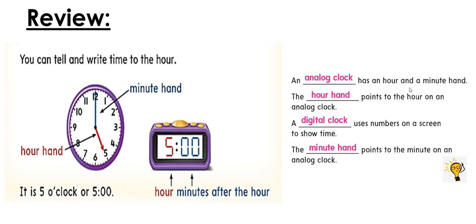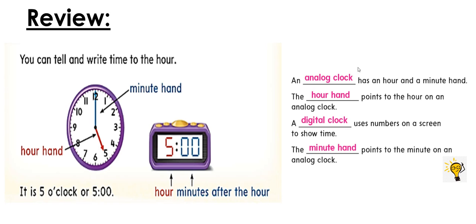Let's review our previous lesson about time to the hour. We have two types of clocks. We have the analog clock and we have the digital clock. In the analog clock, we find two hands, the minute hand and the hour hand. And the digital clock shows us numbers. Both these clocks are showing 5 o'clock.